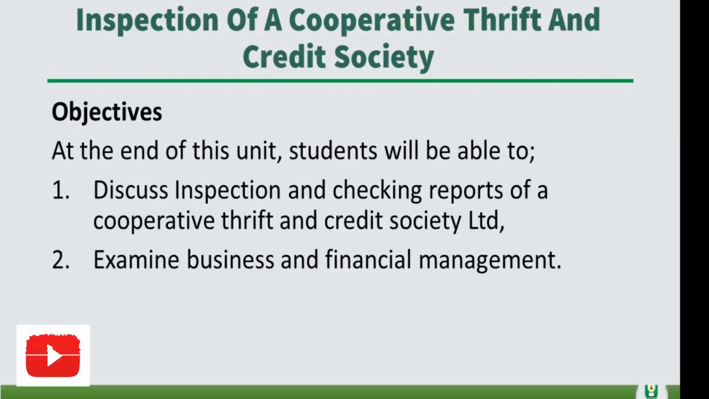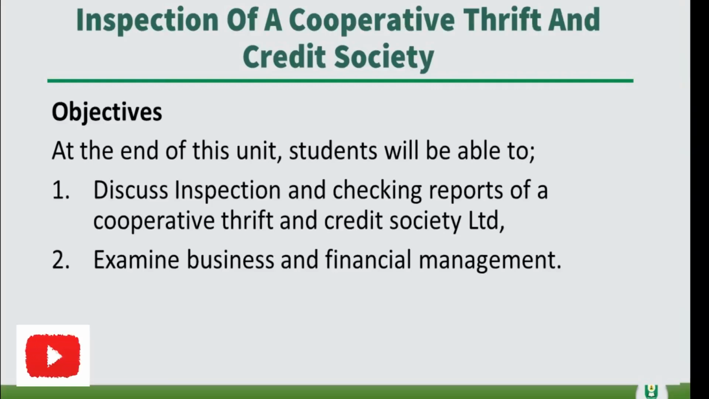Now, our objectives are that at the end of this facilitation session, every student should be able to discuss the inspection and checking reports of a cooperative thrift and credit society limited. Every student should be able to explain the business and financial management concept. Every student should be able to describe the importance of minute books, general administration, and general remarks. Students should be able to describe regular payments of salaries in the context of cooperative thrift and credit societies.